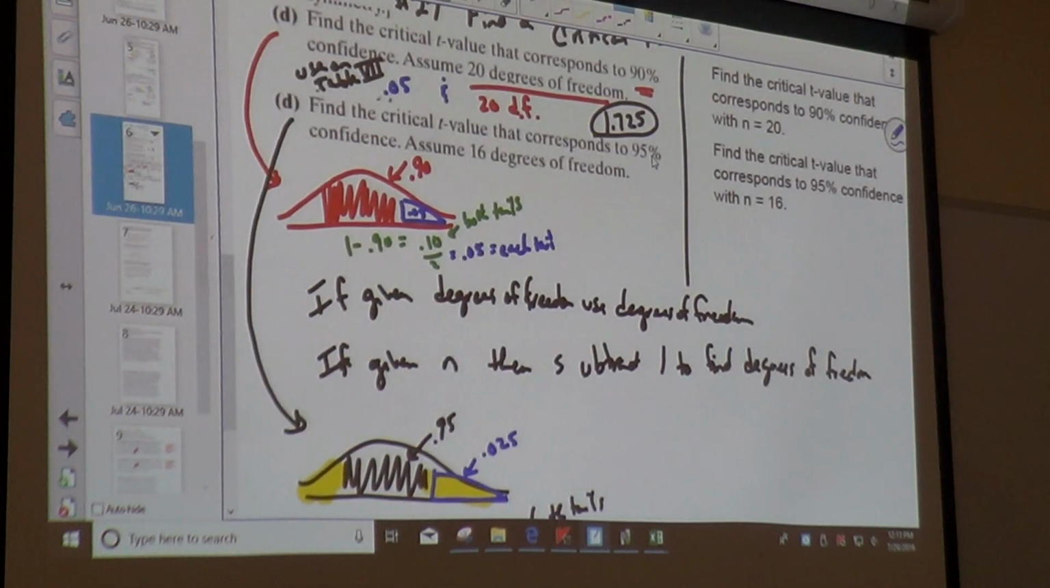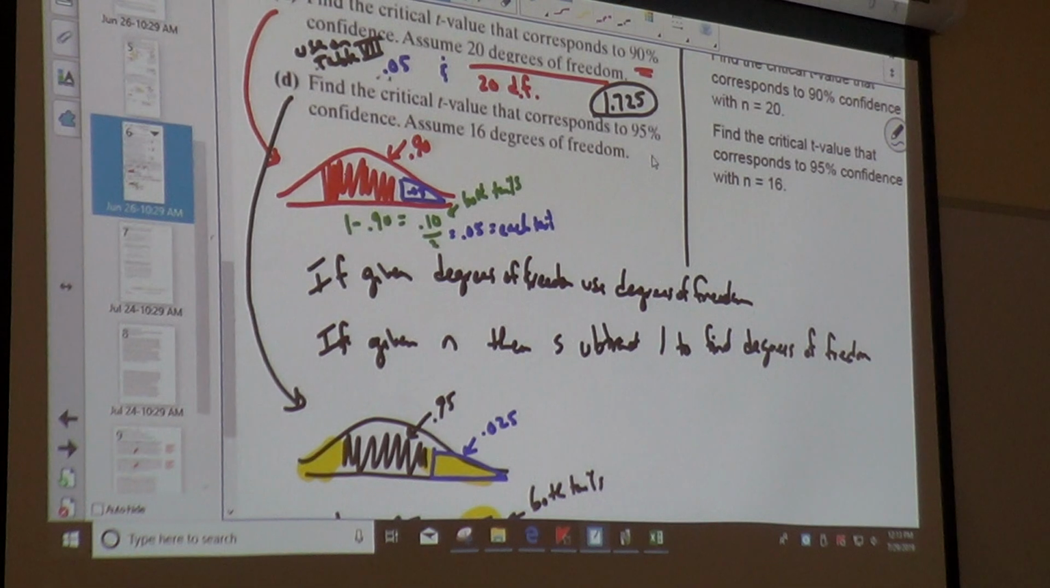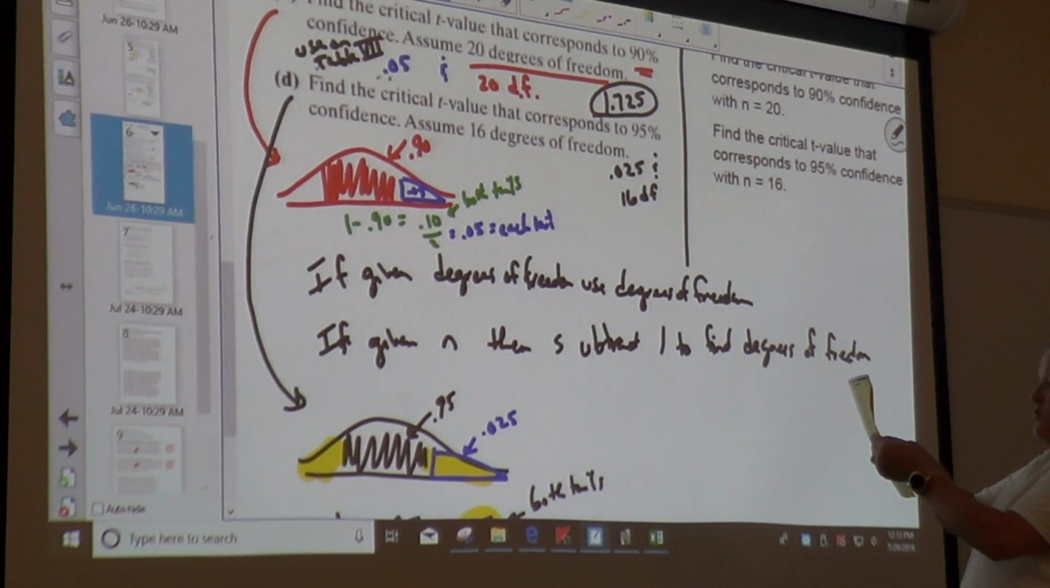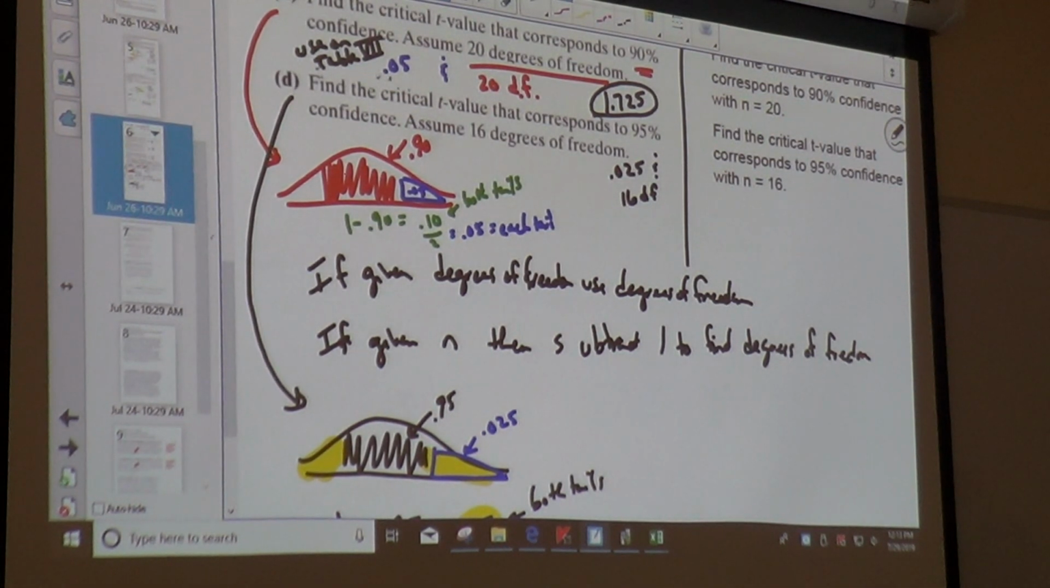So on my formula sheet, I'm going to have to use 0.025 and 16 degrees of freedom. So if I come down to 16 degrees of freedom and I come across to 0.025, what is my answer going to be? 2.120. That is what I have, and that is off table 7.